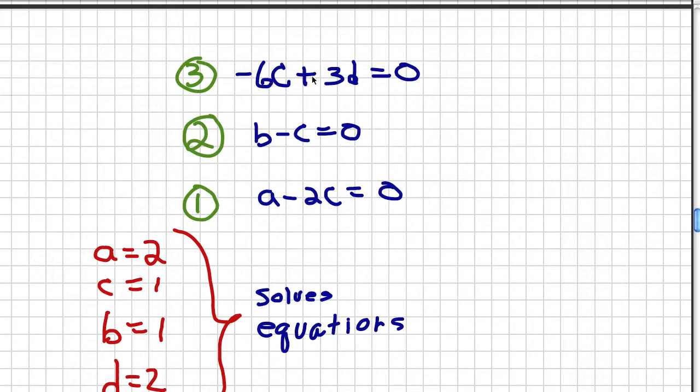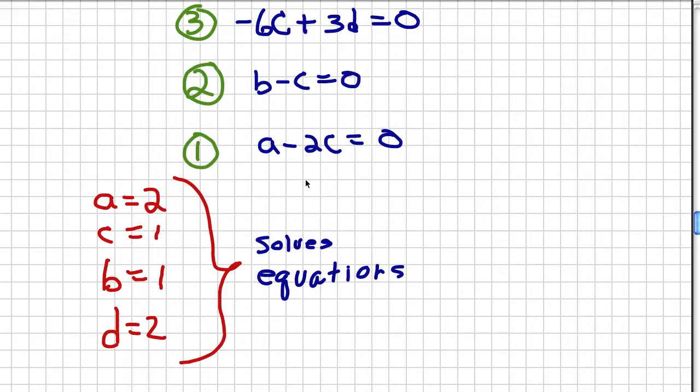And then if I take this equation here and divide it by 3, I get 2C plus D is equal to 0. So these 3 equations I pretty much solve just by looking at them, and I can see that the solution here is A equal 2, C equal 1, B equal 1, and D equal 2.